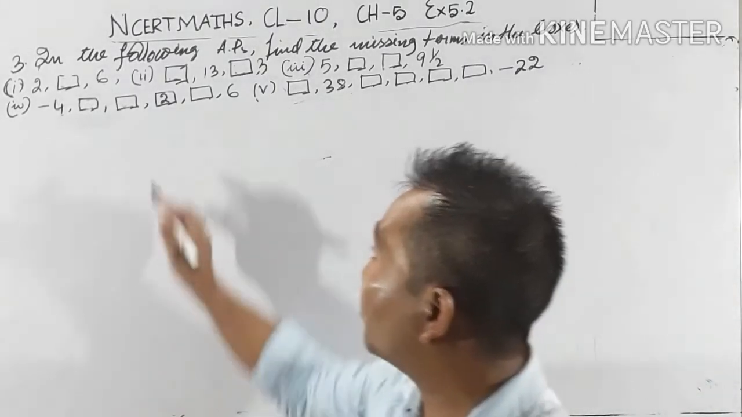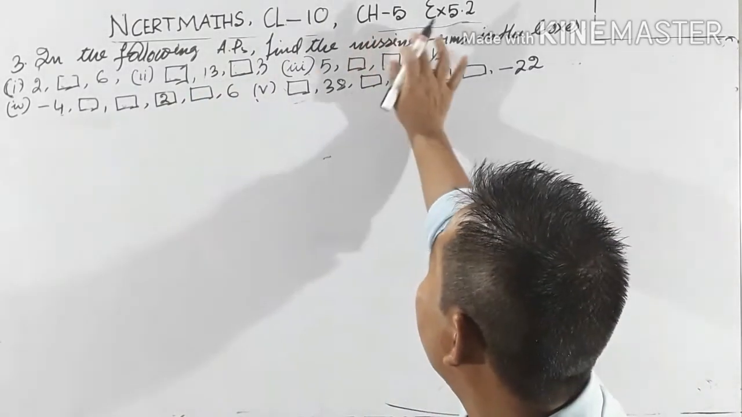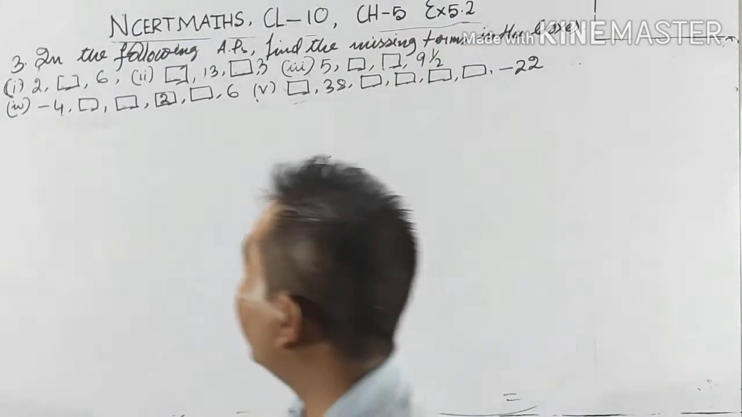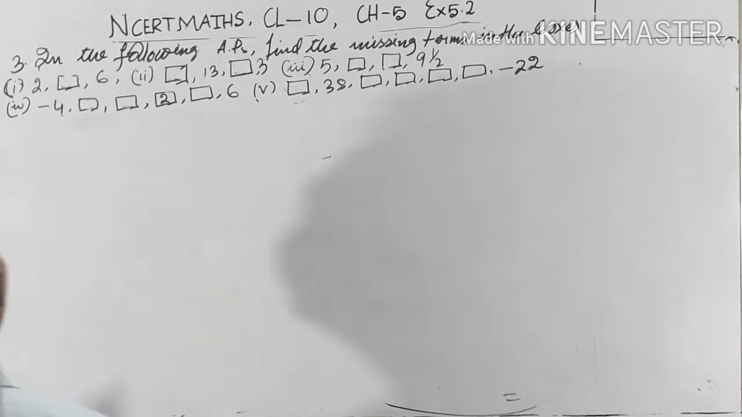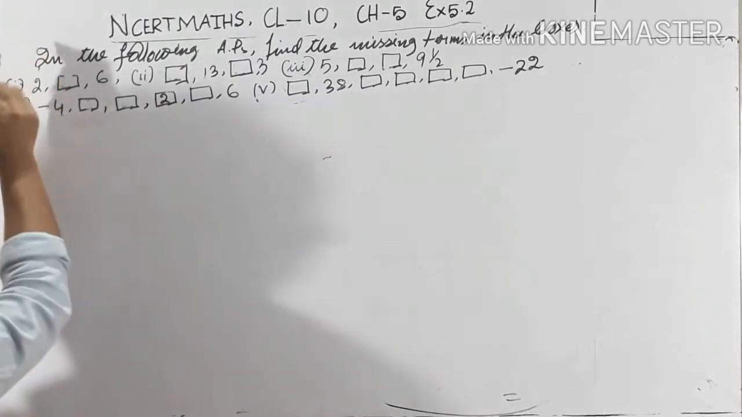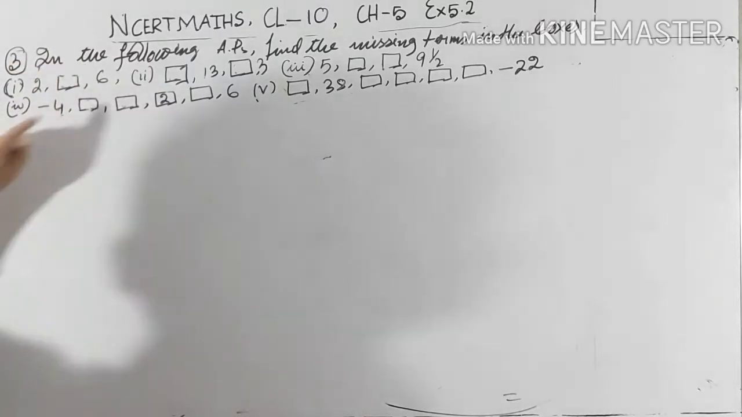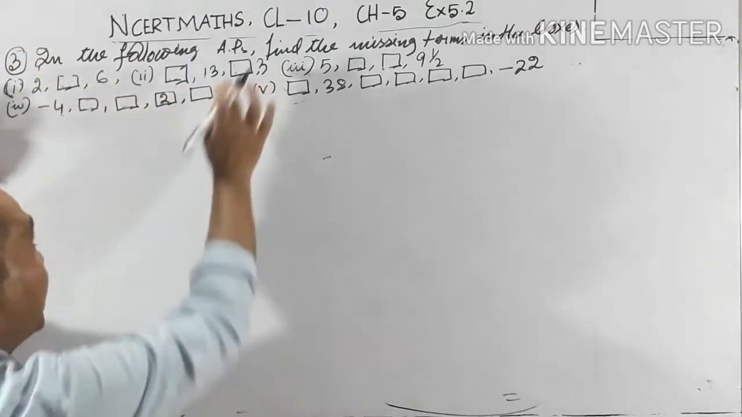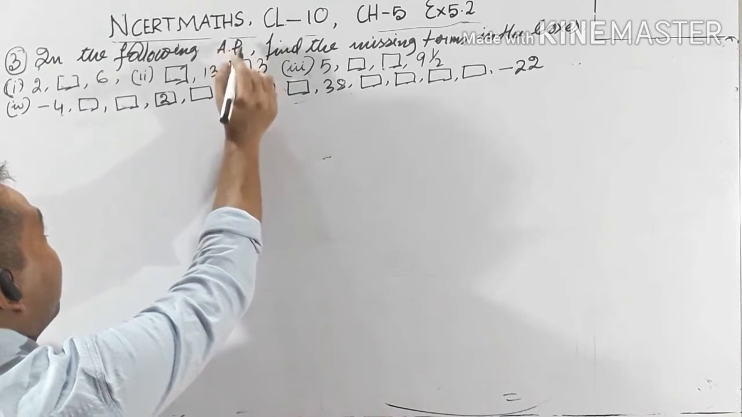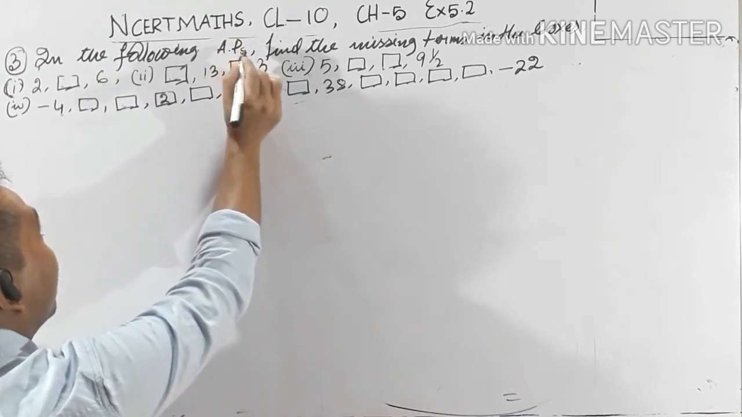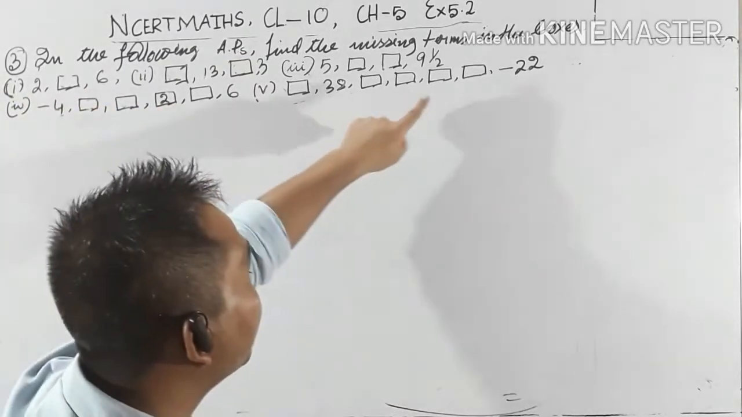This is the continuation of exercise 5.2, that is question number 3, right? Let's find out what question number 3 is talking about. In the following APs, find the missing terms in the boxes.